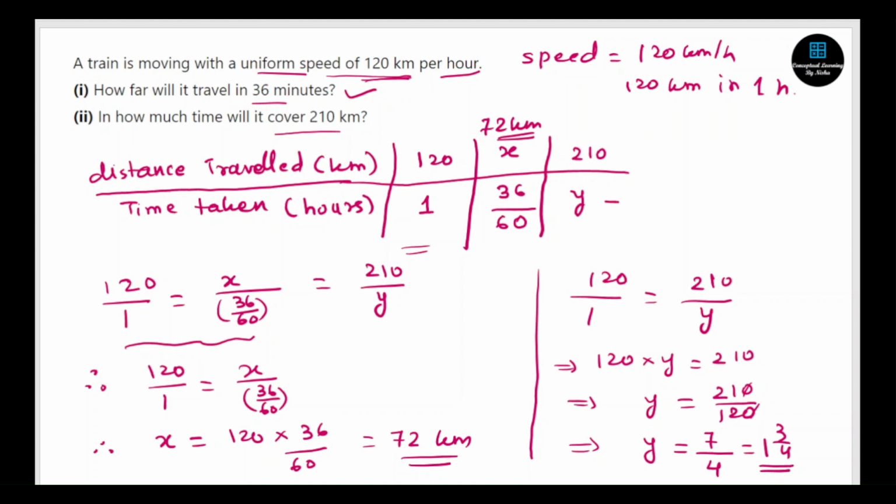So I'll just write this as 1 hour 45 minutes, or I can write this as 105 minutes also. Anything is fine. If you write this or this, but you have to write: it will take 1 hour 45 minutes to cover 210 kilometers. Alright, perfect.